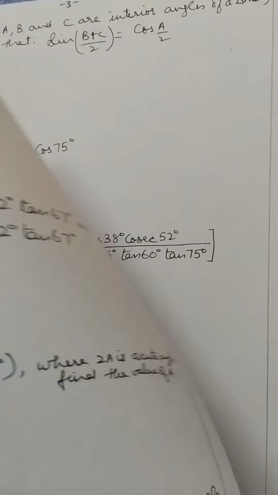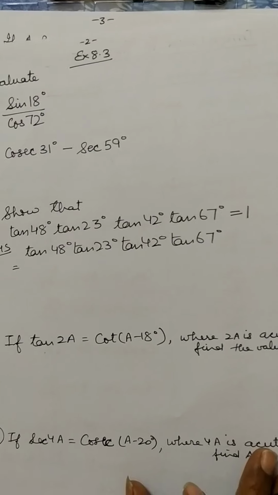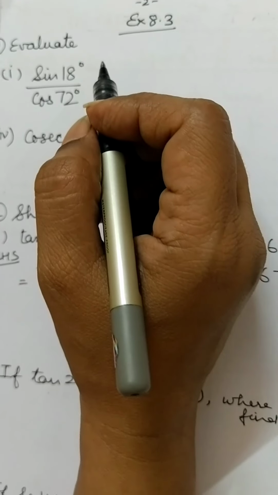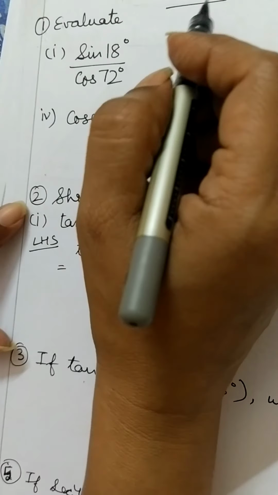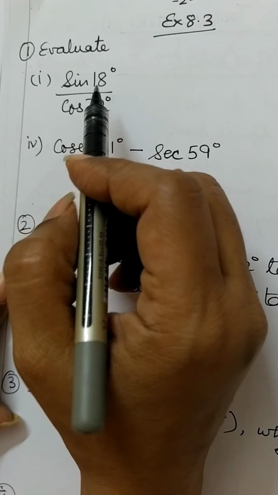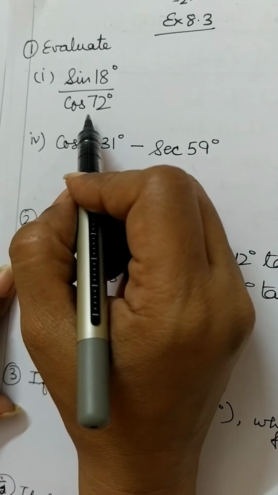So children, let us have the applications of these T ratios of complementary angles in solving exercise 8.3 question number 1. We are starting now, first part. Evaluate sin 18 upon cos 72.